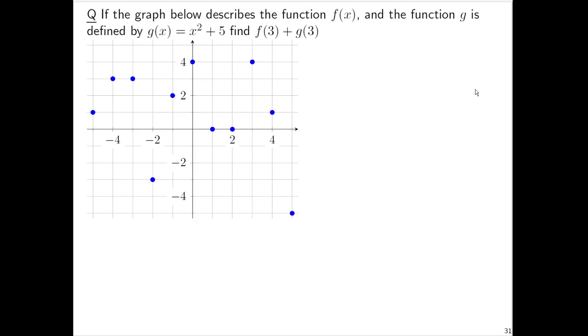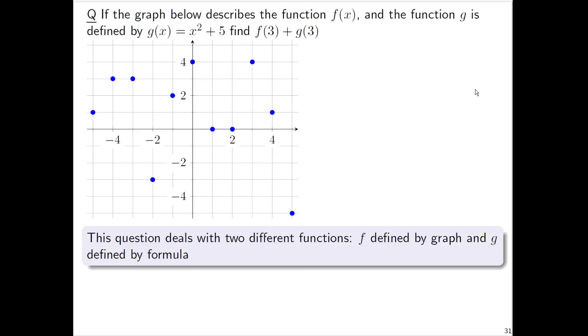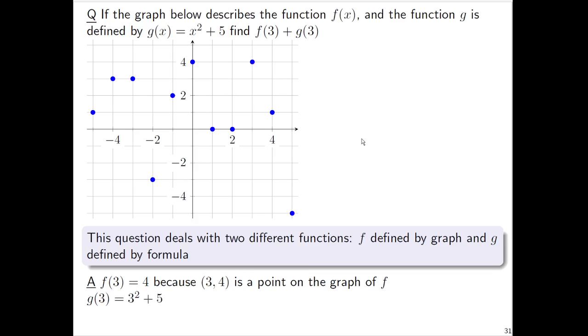All right, let's try something a little more complicated. If the graph below describes the function f, and g is another function, defined by the formula g of x is equal to x squared plus 5, let's find f of 3 plus g of 3. So the question here deals with two different functions. f is described by the graph, g is described by a formula. So f of 3 is equal to 4 due to this point right here in the picture. (3, 4) is a point on the graph. g of 3 is 3 squared plus 5. Okay, so f of 3 plus g of 3 is 4 plus, and then the value of g of 3 was 3 squared plus 5. We can simplify this to become 18.